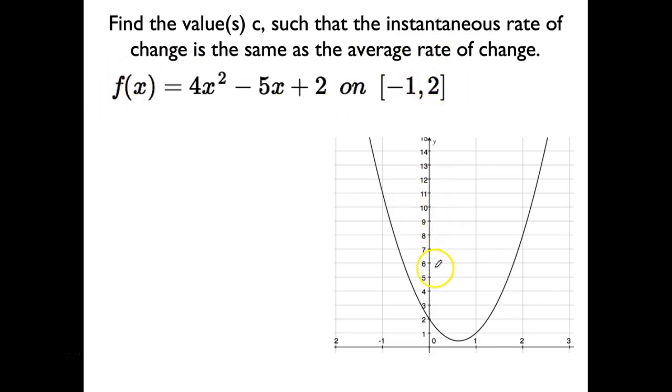I want to show you how to do it on a graph here, and we can use that to check our answer as well. So we want to find where the average rate of change is equal to the instantaneous. The average rate of change is going to be the slope from -1 to 2. So let's put a dot at where it is at -1. That's the y value at -1, right? And the y value at 2.